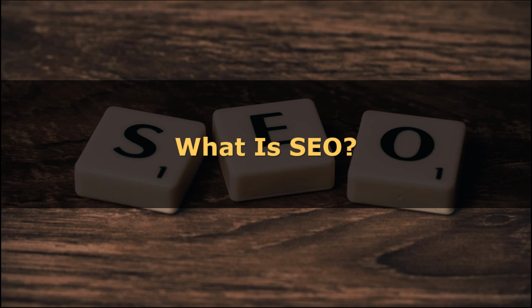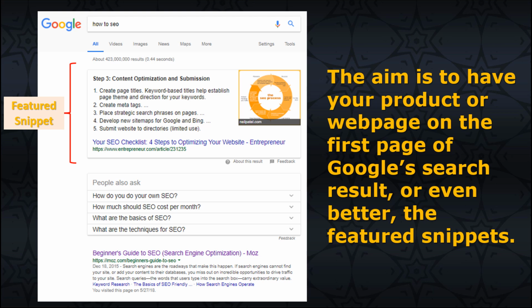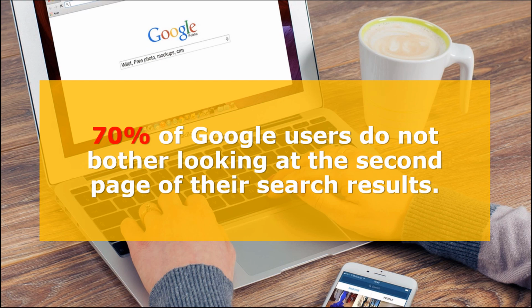The aim is to have your product or web page on the first page of Google's search results, or even better, the featured snippets. That would mean your page is successfully optimized to grab Google's attention and put them on top of their search list. The clicks that you received from users are all that matters. Their clicks are your traffic. These are the clicks that you would be receiving mostly if your search results were on the first page. According to research, 70% of Google users do not bother looking at the second page of their search results. If they can't find it on the first page, they would retype their search using more relevant keywords.